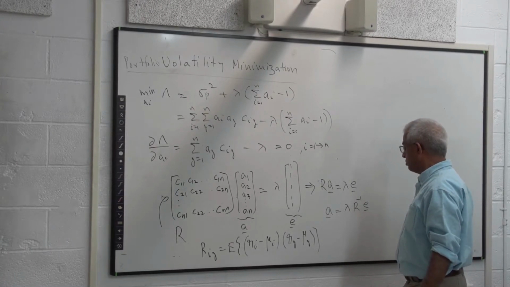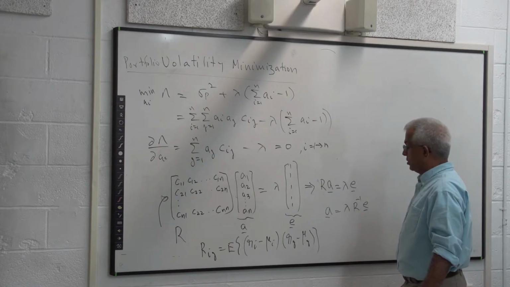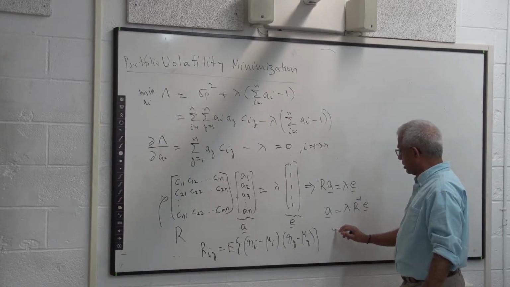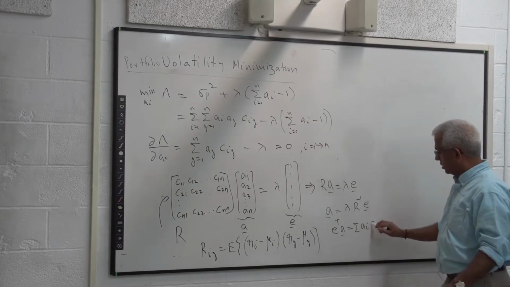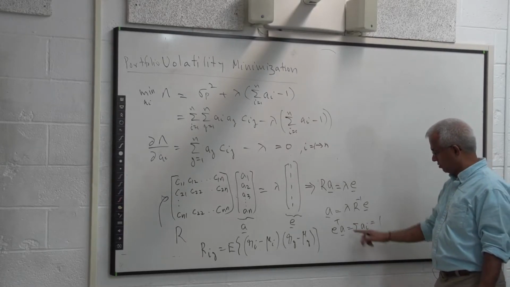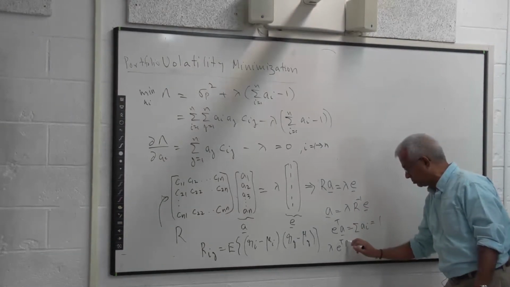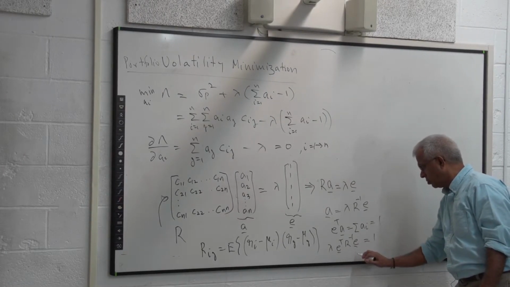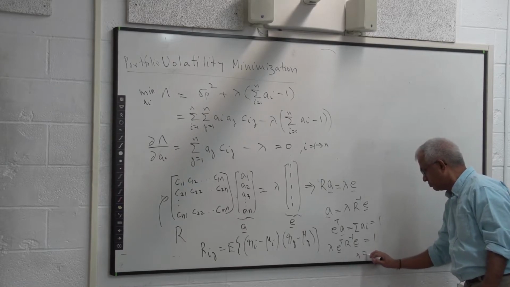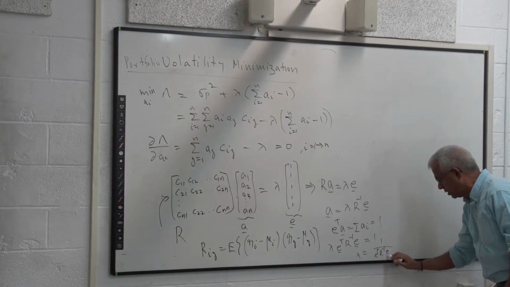And the question is, how do you decide lambda? That's easy because all the entries of the A vector should add up to 1. In other words, E transpose A is nothing but sigma AI. That should be 1. So we can substitute for A here. That's lambda multiplied by E transpose R inverse E. It should be 1. So we can solve for lambda. Lambda is 1 over E transpose R inverse E.